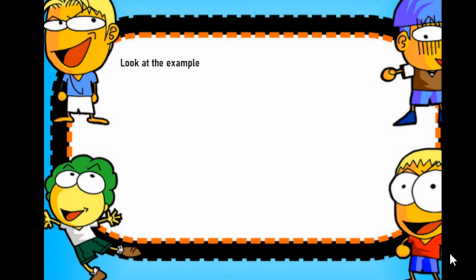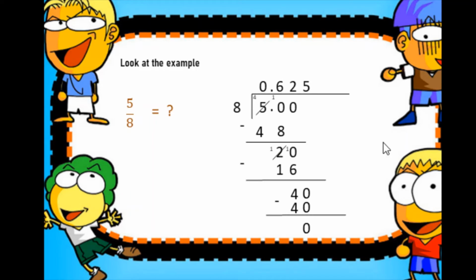Let's take a look at an example. We change 5/8 to a decimal. Divide 5 by 8. 5 divided by 8 cannot be done, so we add 0. So it becomes 50 divided by 8. The answer is 6. Then 6 multiplied by 8: 6 times 8 is equal to 48.